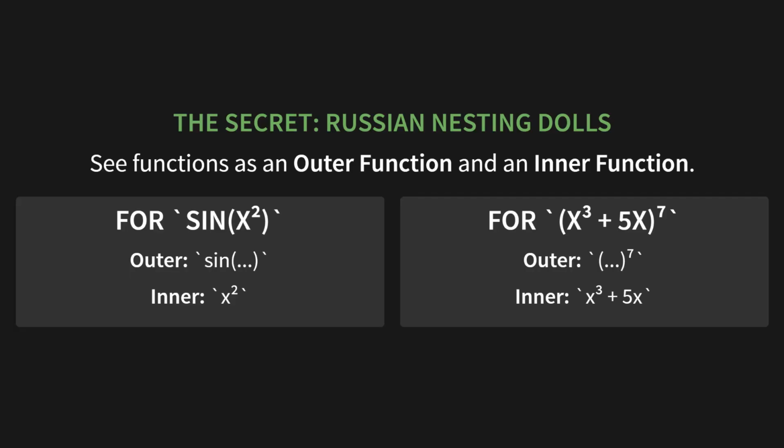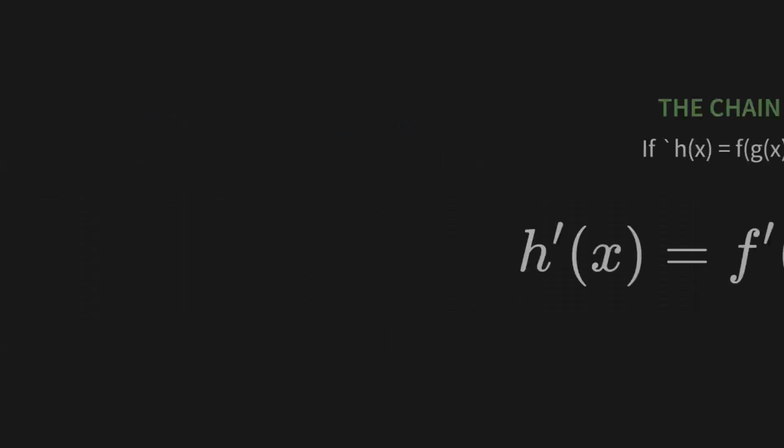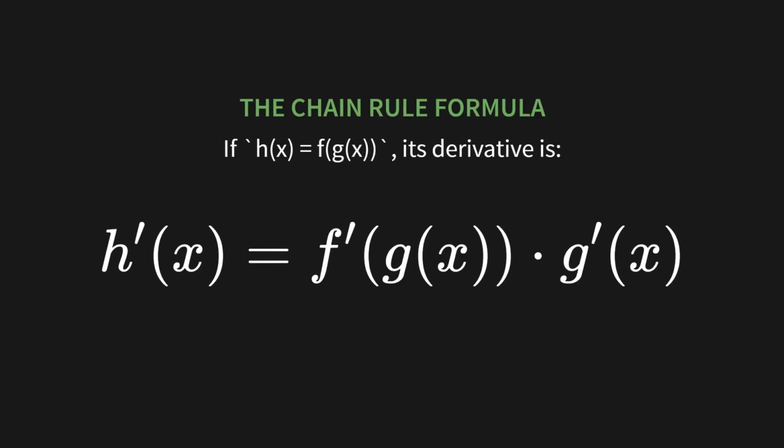See functions as an outer function and an inner function. For sine of x squared, the outer function is sine of something. The inner function is x squared. For x cubed plus 5x to the 7th, the outer function is something to the 7th power, and the inner function is x cubed plus 5x. Now here's the chain rule formula. If h of x equals f of g of x, its derivative is h prime of x equals f prime of g of x times g prime of x.